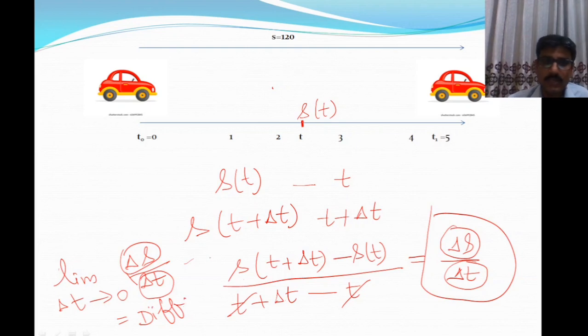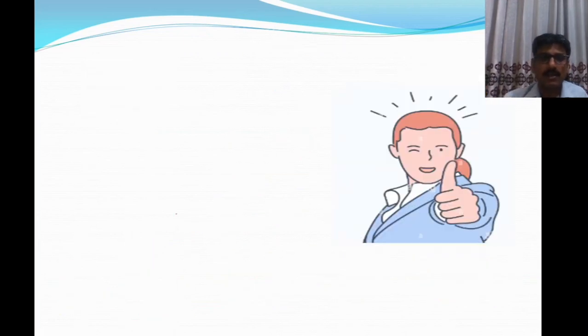And this differentiation is at time t, at that point. That means it is describing the speed at that point, because it is the instantaneous rate of change. So hope the concept is clear now.